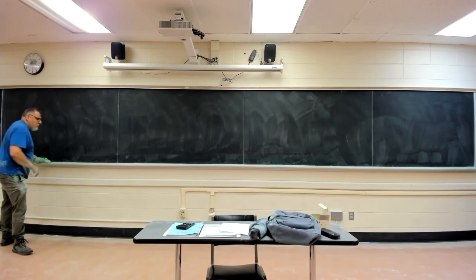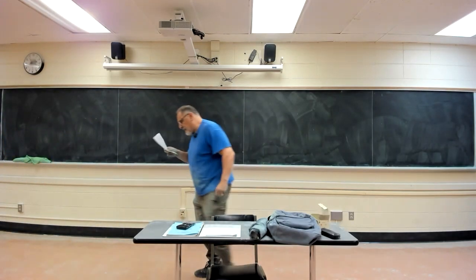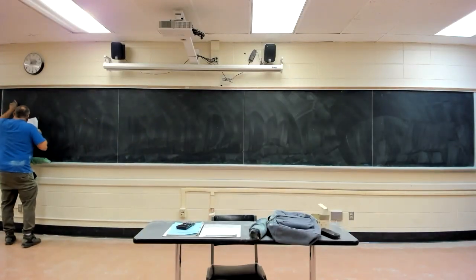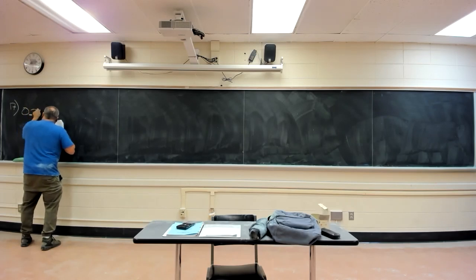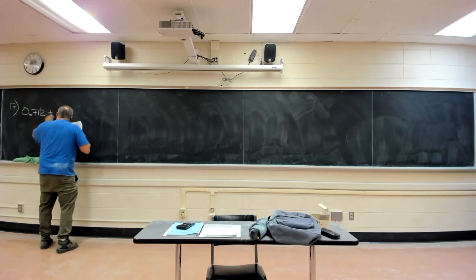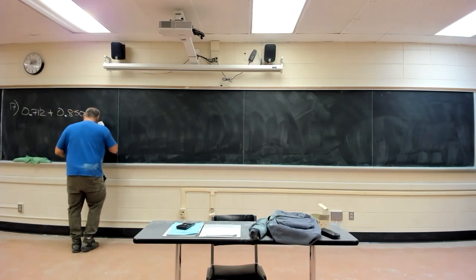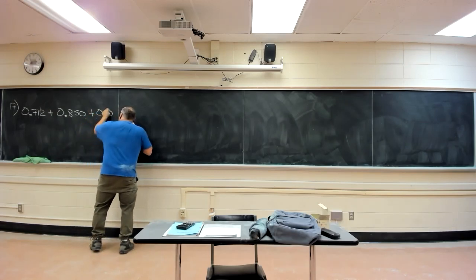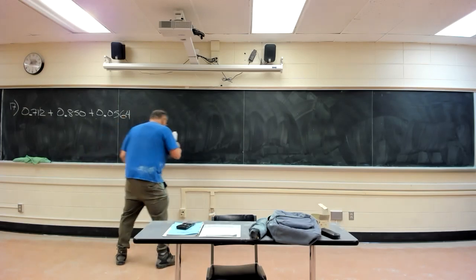So what do we got here? That would be 17 and 18. So they got these. 17 is saying 0.712 plus 0.850 plus 0.0564. And on the other, that's that one.